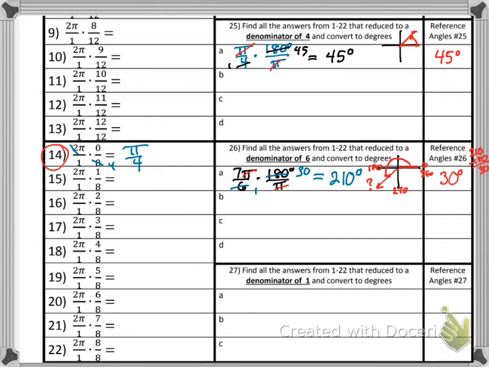Uh-oh. Did you see what I did? This turns into 0 pi over 4, which is really just 0 degrees. So I can't really call that one pi over 4, can I? That's kind of 0 radians. 0 radians is equal to 0 degrees. 0 radians. So that would be denominator 1.